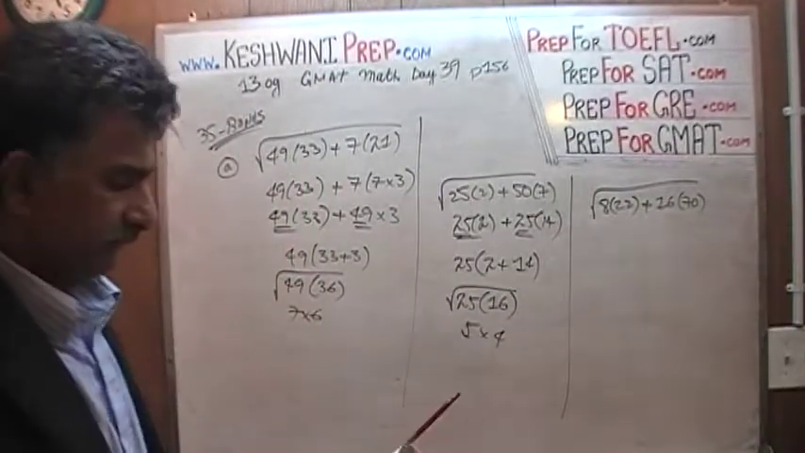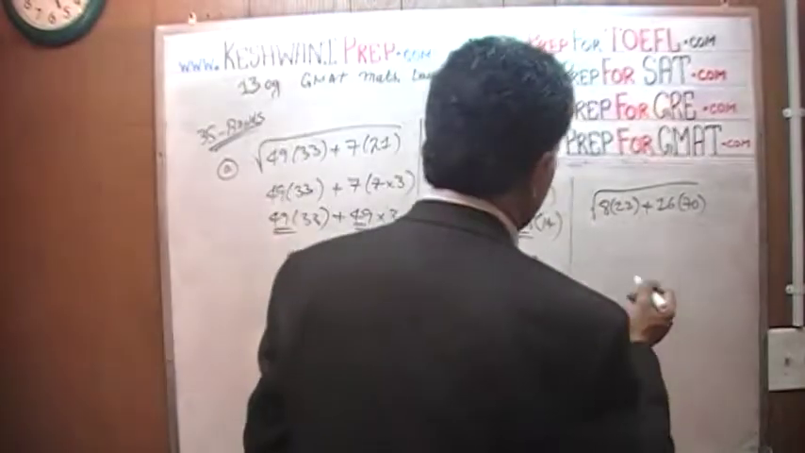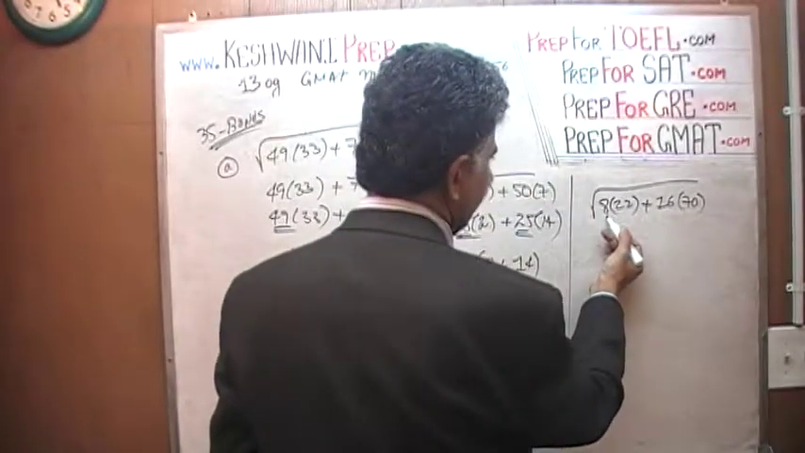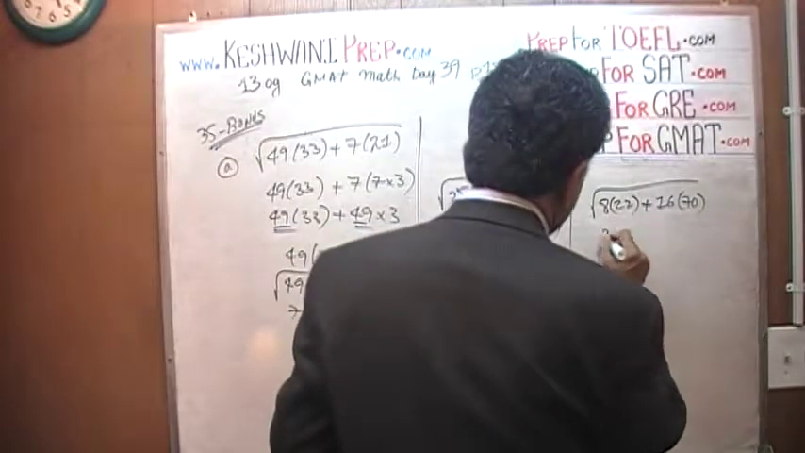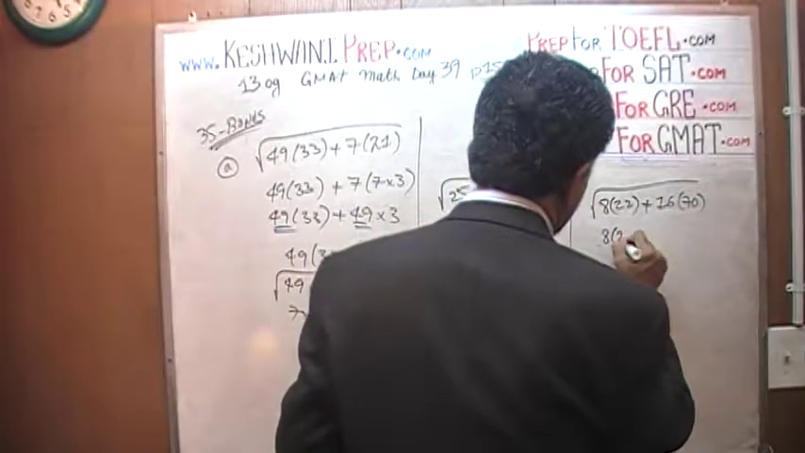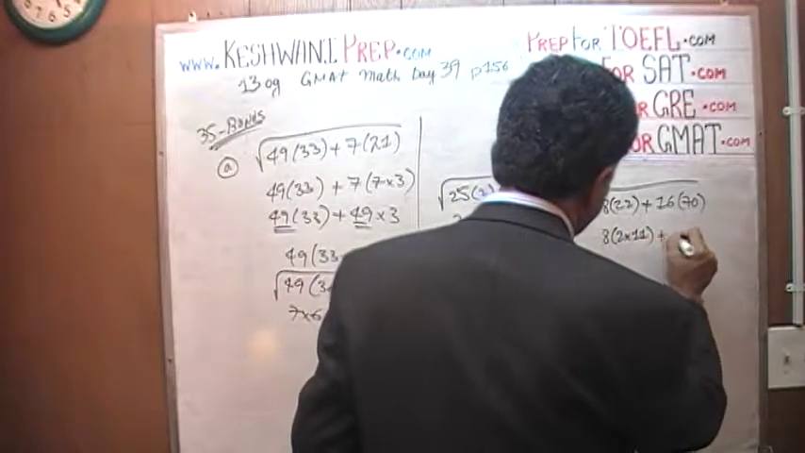We have to learn this technique. So let's see what we can do here. I see a 16 here. If somehow we can make this into 16, that would be wonderful, wouldn't it? Let's see what we can do here. 8 times 22 can be written as 16 times 11. Voila.